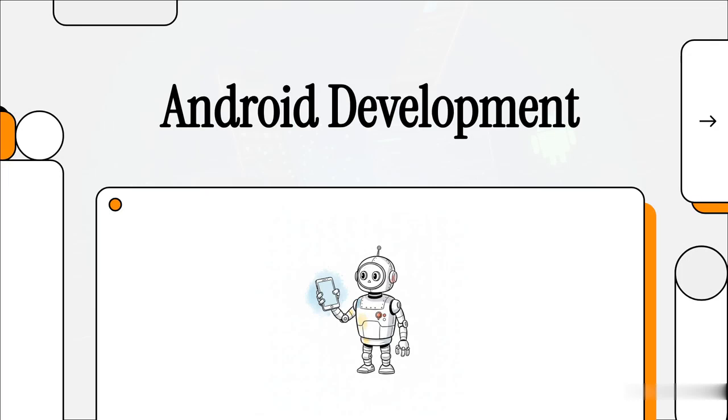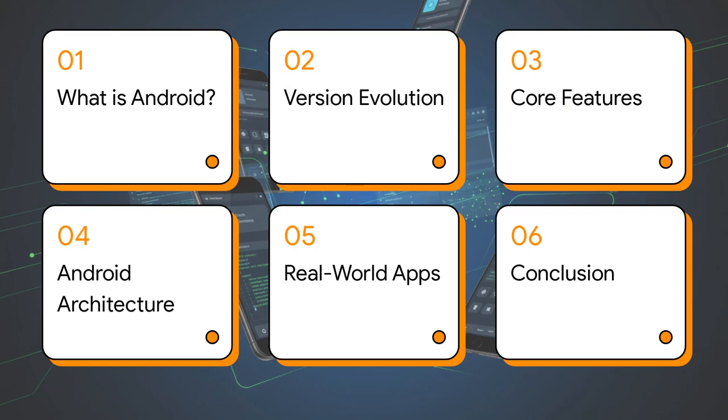Welcome to Android app development. In this explainer, we're going to decode exactly what Android is and how it essentially runs the modern mobile world. Let's get right into it. Here's our game plan for today: what is Android, version evolution, core features, Android architecture, real-world apps, and then we'll wrap it up with our conclusion.